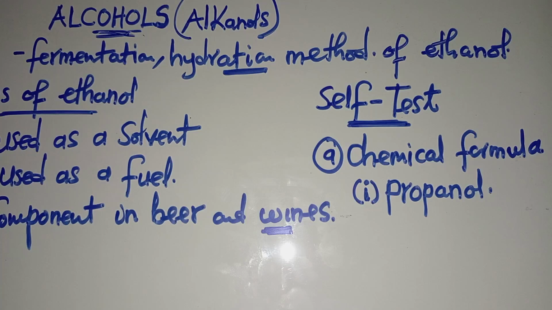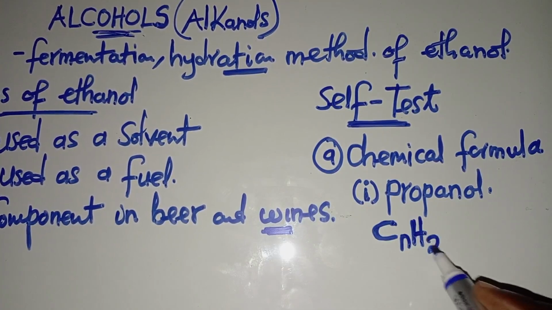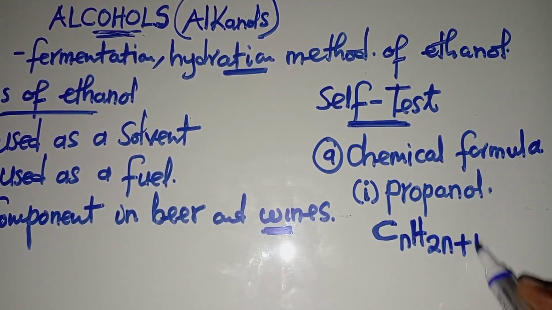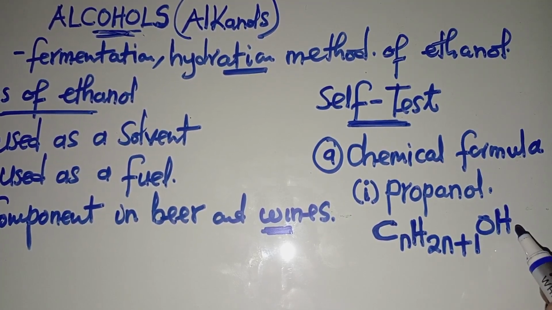Okay, I guess you've written. Let us now confirm the answer. First thing first, we need to understand the general formula for alkanols. The general formula is CnH2n+1OH. This OH is a hydroxyl. That is a group, a functional group. So it has a hydroxyl as a functional group.